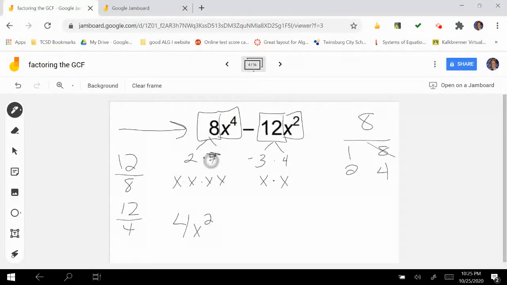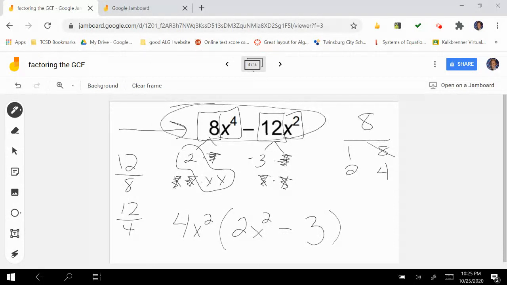I'm going to factor these out, divide them out, and that was my 4. And now I have 2 x's from the first term and 2 x's from the second term. Now what's left over goes in parentheses. What's left over here? 2 times x, or 2x squared. And then what's left over here is just negative 3. So what I did was simplify those 2 terms, those binomials, and factor out what they have in common.